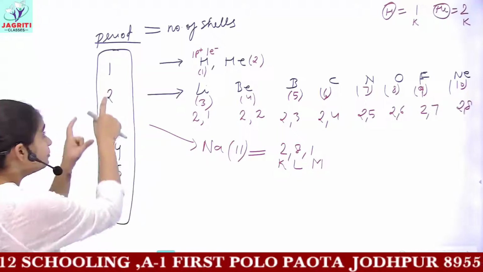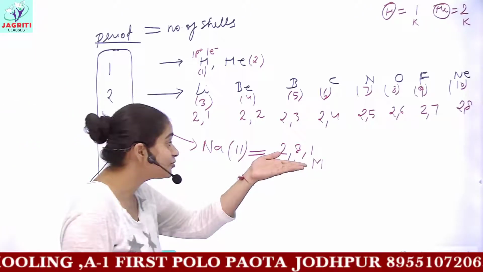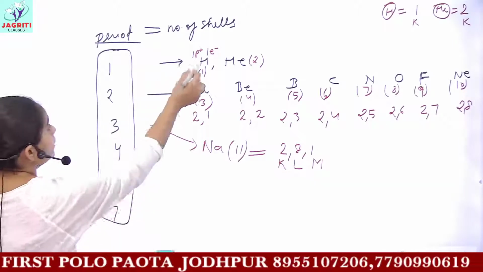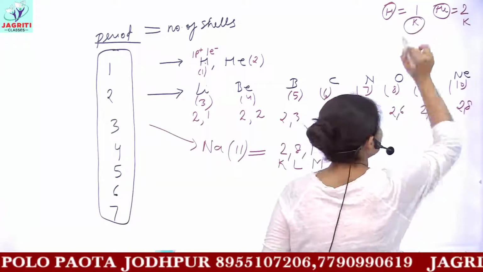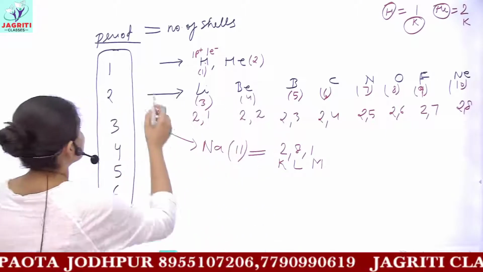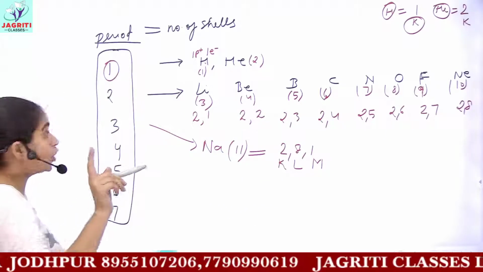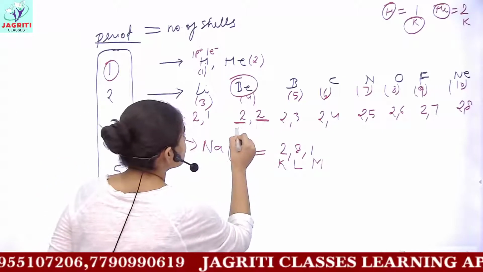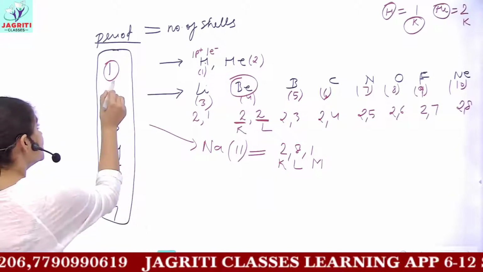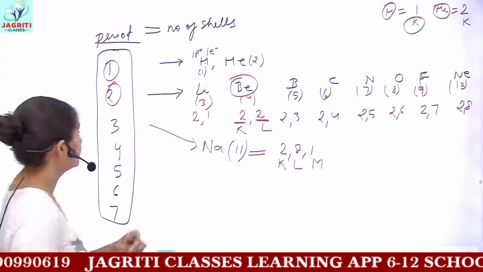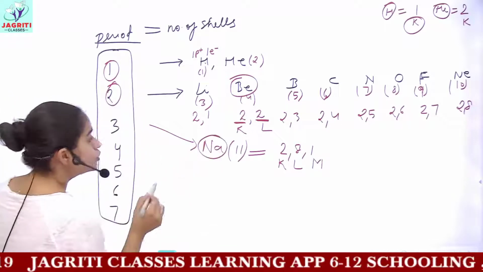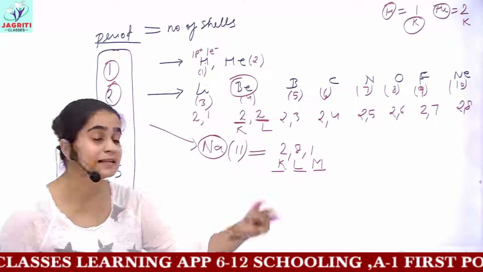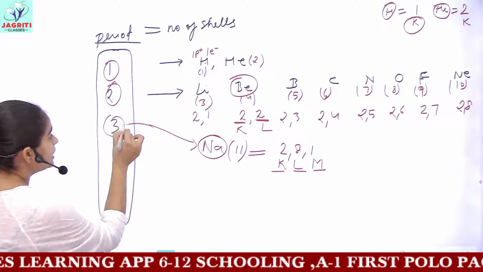So the number of the period tells you the number of shells present in your element. Hydrogen has only one shell, the K shell, so it is present in period 1. Beryllium has 2 shells, K shell and L shell, so it is present in period number 2. Sodium has K, L and M, a total of 3 shells, so it is arranged in period 3.